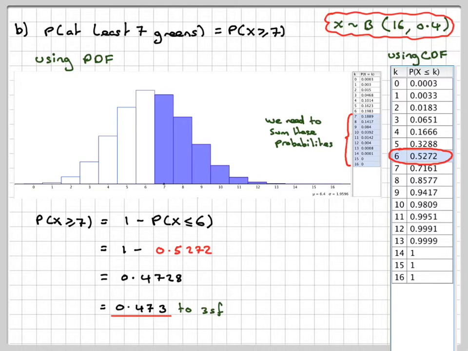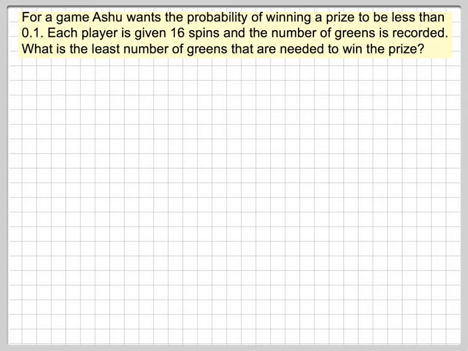Now, this is at least 7 greens, so for at least you need to do 1 minus the probability of one less than the number that you're considering. So 1, all of it, taking away the unshaded area, which is the probability of x being less than or equal to 6, which is 1 less than that. We need to bear that in mind in doing the next part of the question.